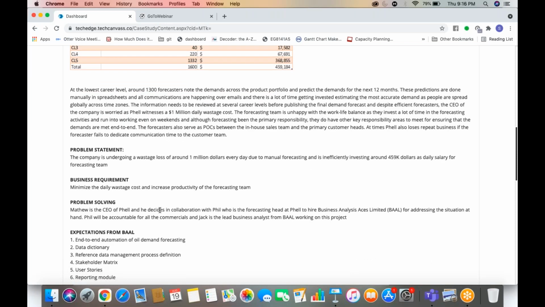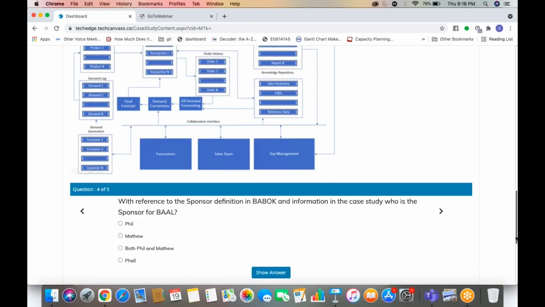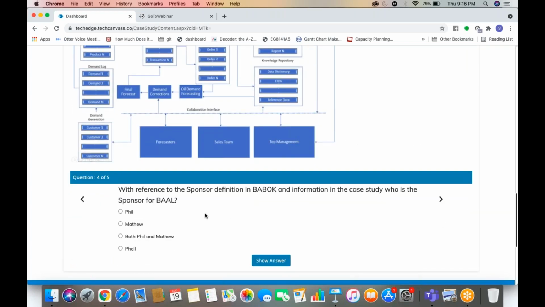Okay, I'll write it down. And he decides in collaboration with Phil. Okay, there is a Phil and there is a Phil. I'll note it down and I'll see who is responsible. So I can see Phil will be accountable for all the commercials and Jack is the lead business analyst. I'll ignore Jack because he's a BA. So I don't know whether it is Matthew or Phil. I'll read the statement and then take a guess. Because of the time, I'm not going to analyze it, but I believe you guys have got an understanding. So as of now, I'll just go with Phil.